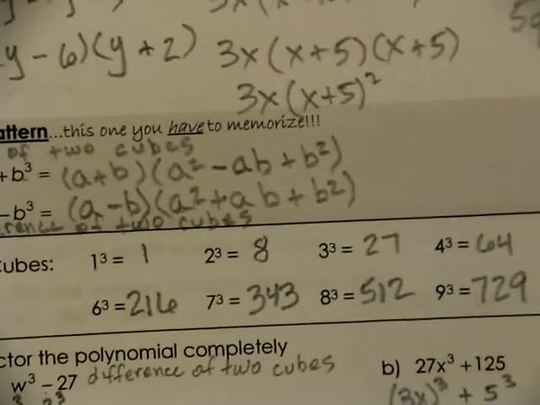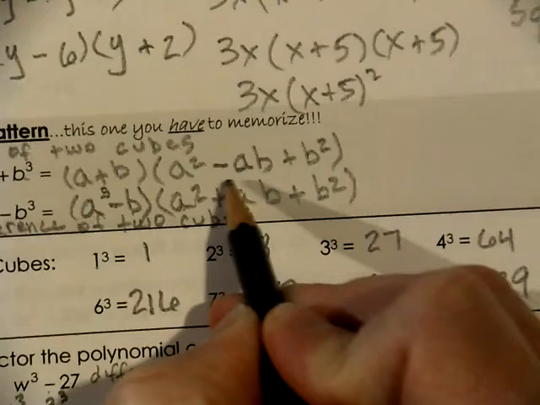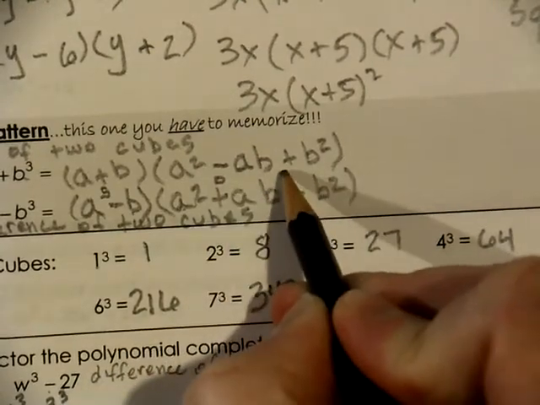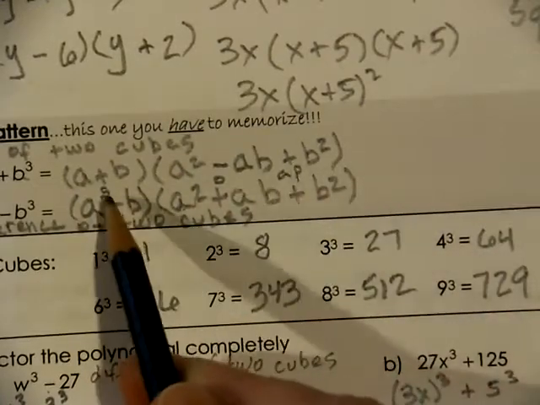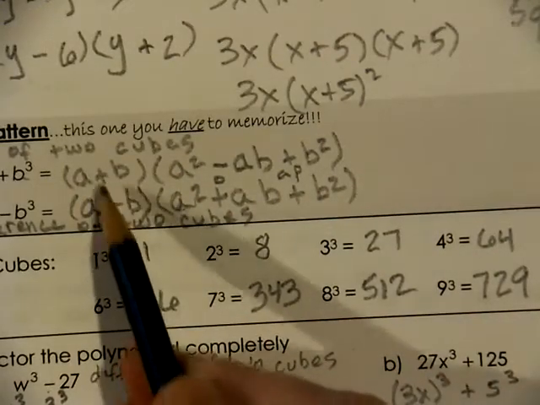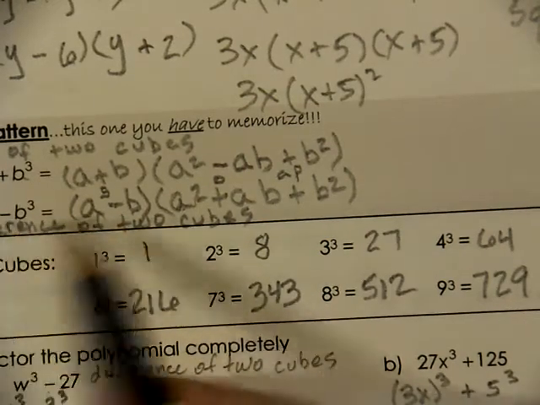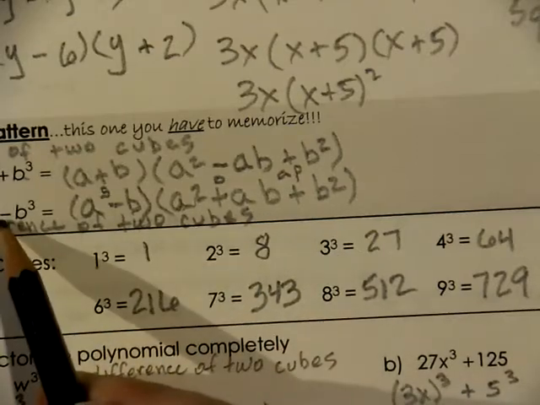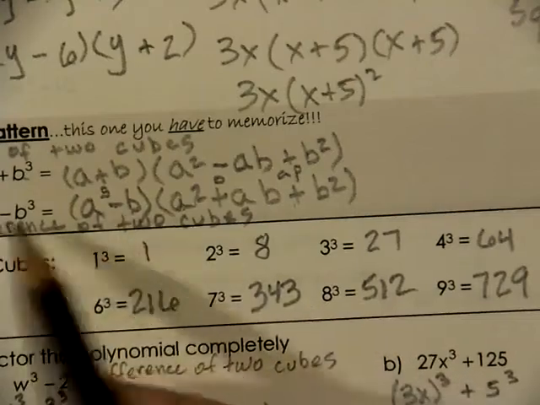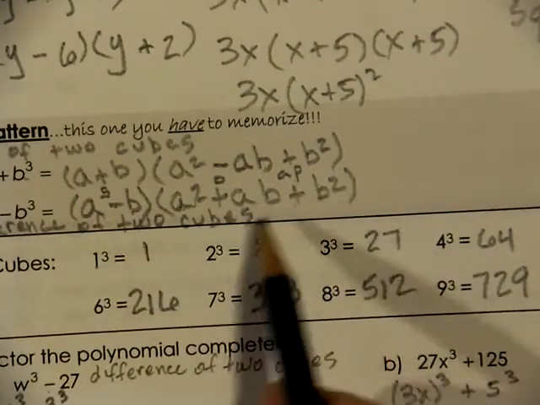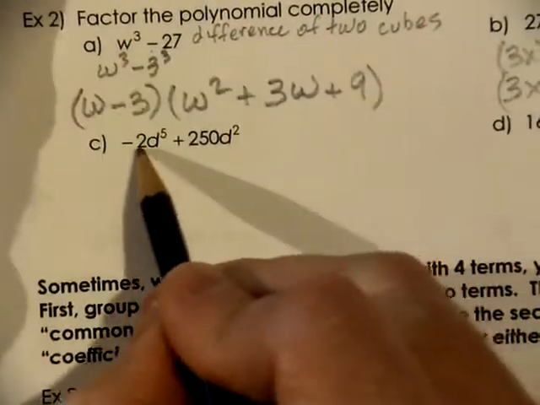Something to notice up here, it's a pattern that goes with all the signs. S-O-A-P, soap. That helps remind us that the sign is the same. S stands for same. The O stands for opposite. And the AP is always positive. Same sign, opposite sign, and always positive. So if you're having trouble remembering your signs.